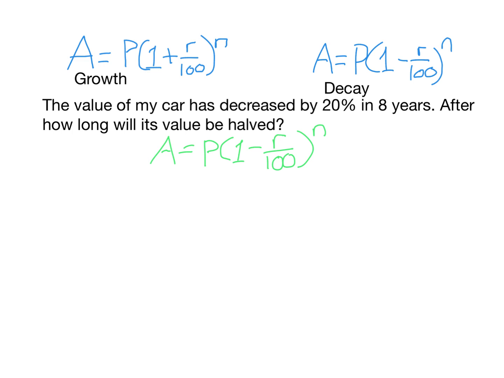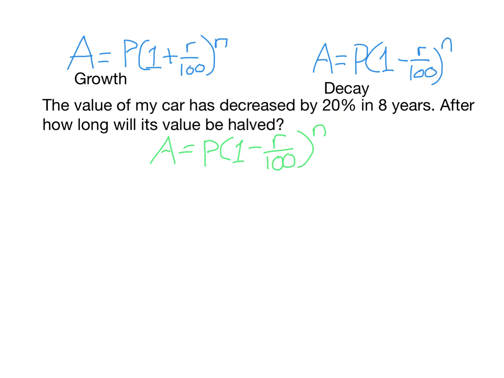So the problem is I don't know R, because R is the percentage decrease each time. In this case, it's going to be each year. I need to first find R, then I can substitute R, P, and A to find n. So I'm going to first use this formula here to find R. So we're told the value of the car has decreased by 20% in 8 years.